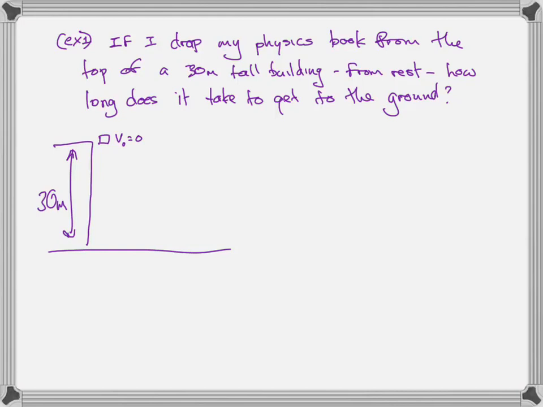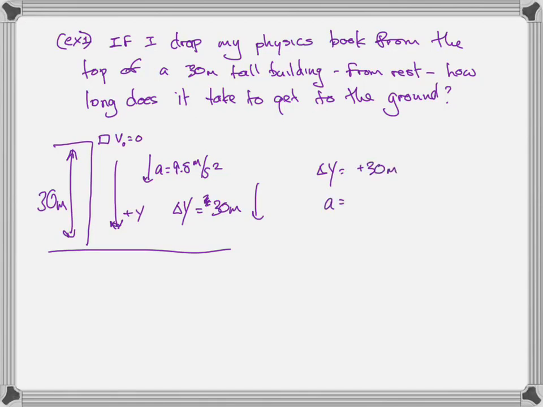So you know how to set up this problem. We don't need to go through all the setup. So I've drawn my picture, I've drawn the direction of all the quantities. I chose plus y as the downward direction, so the displacement is plus 30 meters in the downward direction. So my displacement is plus 30 meters. My acceleration is plus 9.8 meters per second squared. My time, which is the thing I'm looking for, is unknown.